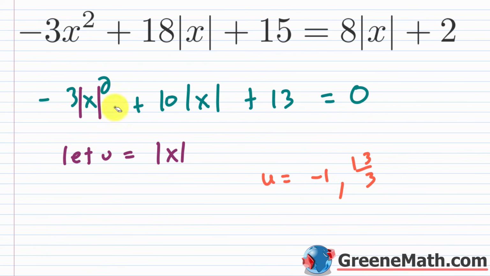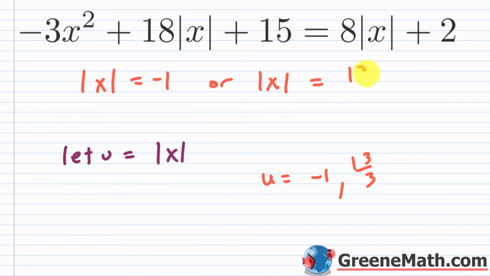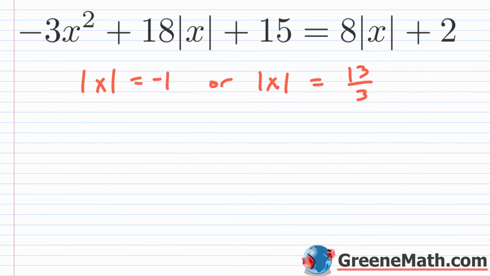Okay, so coming back up here, I'm actually just going to get rid of this. We don't really need it. So I'm going to say that we have the absolute value of x, because that's what u is. This is equal to negative 1, or the absolute value of x is equal to 13 over 3. Once again, we know that the absolute value of x cannot be negative 1. This would be no solution. Okay, so no solution there.